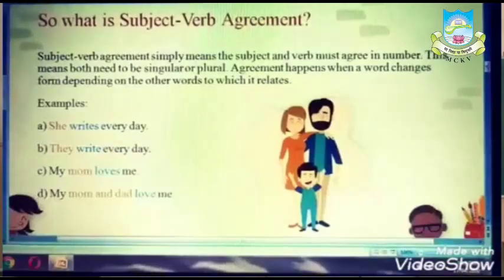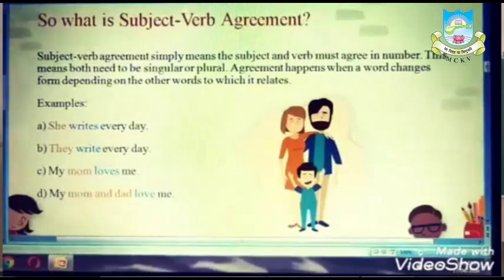So our topic for today is subject-verb agreement. Now, what do you mean by subject-verb agreement? As you can see in the slide, and you can read also, subject-verb agreement simply means the subject and verb must agree in number. This means both need to be singular or plural. Agreement happens when a word changes form depending on the other words to which it relates.